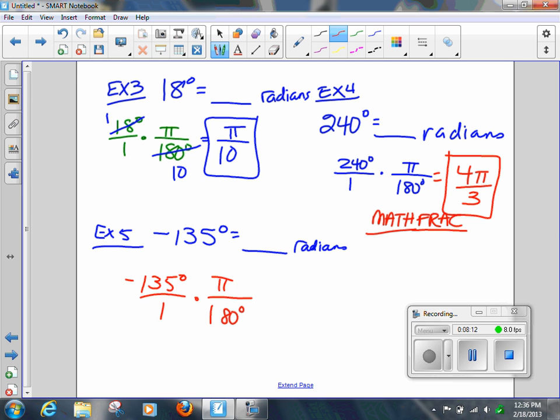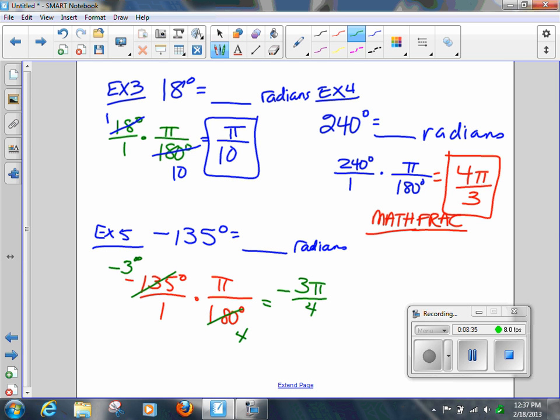135 and 180 are cross. We can cross cancel those by using 45. 3, 4. I don't want the degrees. 3 and then 4 here. So did you end up getting negative 3 pi over 4?